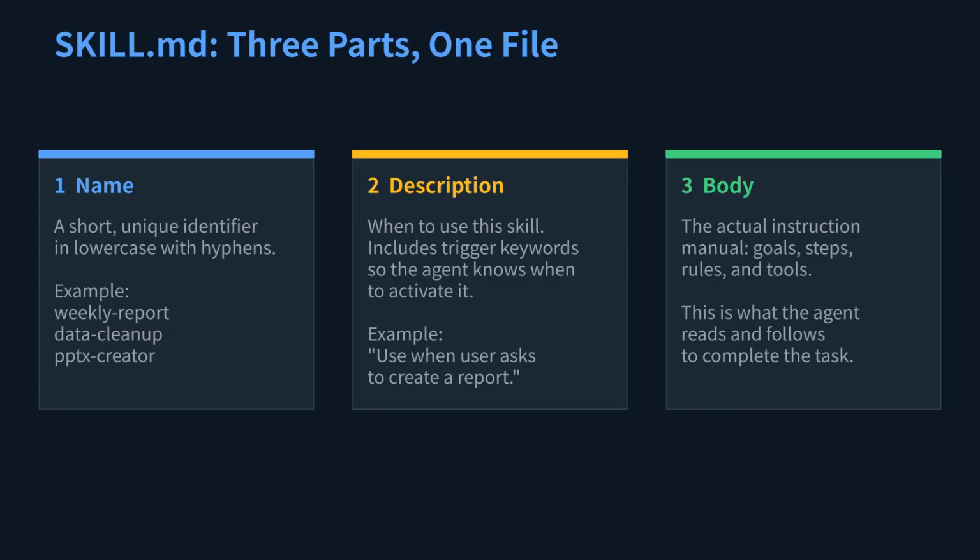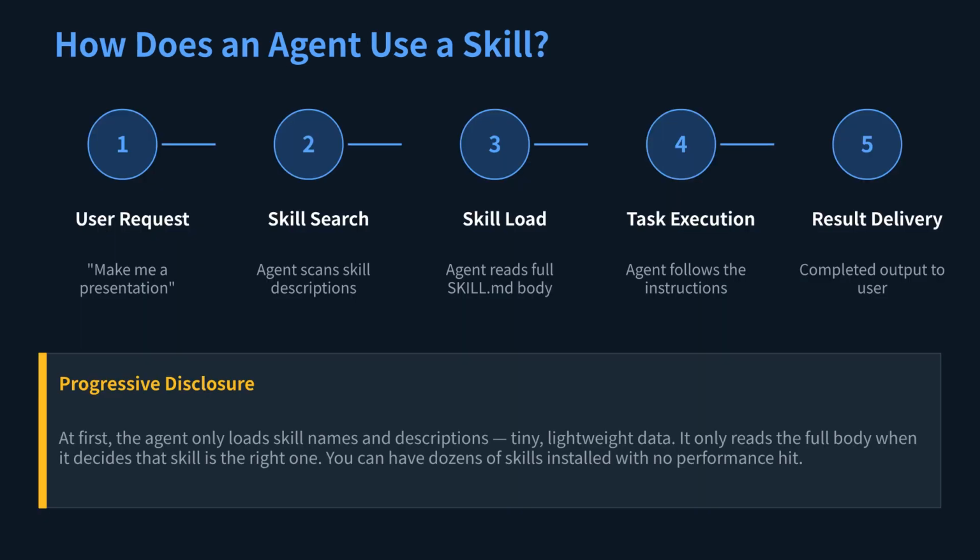So how does a skill file actually look? It's a plain text file called SKILL.md, and it has exactly three parts. First, the name, a short identifier written in lowercase with hyphens, like weekly-report or data-cleanup. Second, the description, a few sentences explaining when this skill should be used, including trigger keywords that help the AI recognize when to pull it in. And third, the body, the actual content of the skill, its goals, its step-by-step procedure, the rules to follow, and the tools to use. That's it.